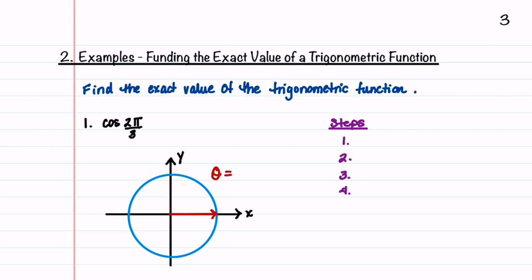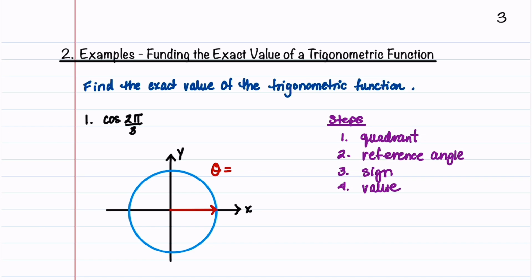Let's now look at 3 examples where we're asked to find the exact value of a trigonometric function. To begin, let's write down the 4 steps that we need to complete. The first step is to locate the quadrant that our angle theta is in. The next step is to find the reference angle. The third step is to find the sign of our trigonometric function. And then the fourth step is to find the value of our trigonometric function.